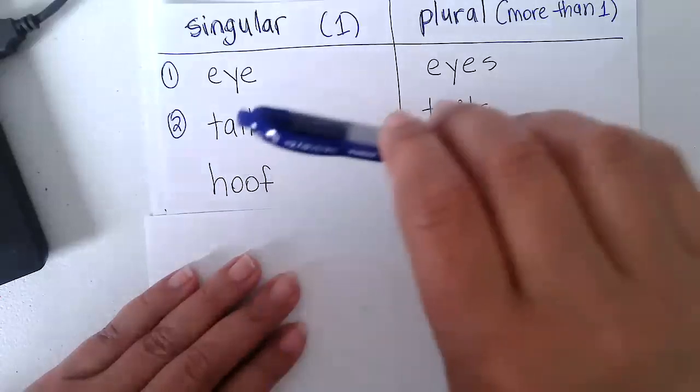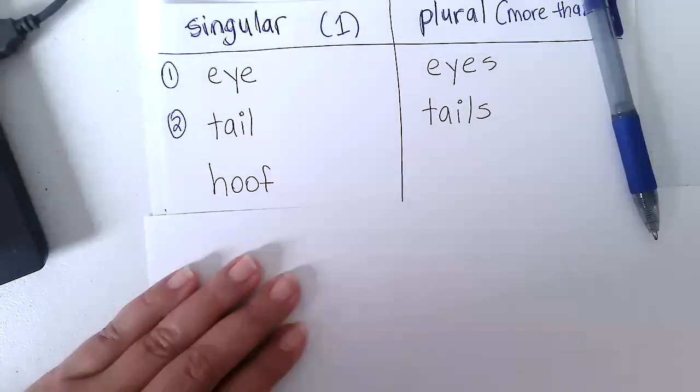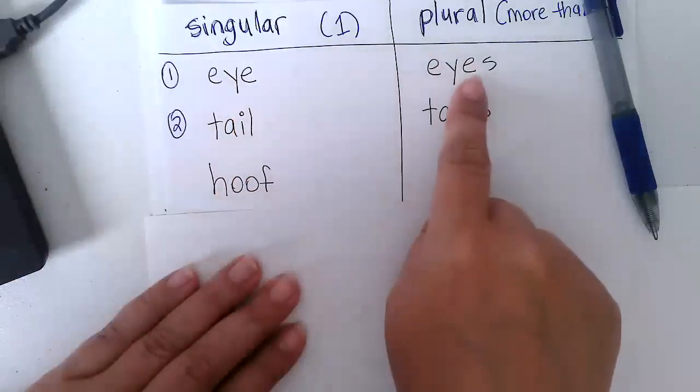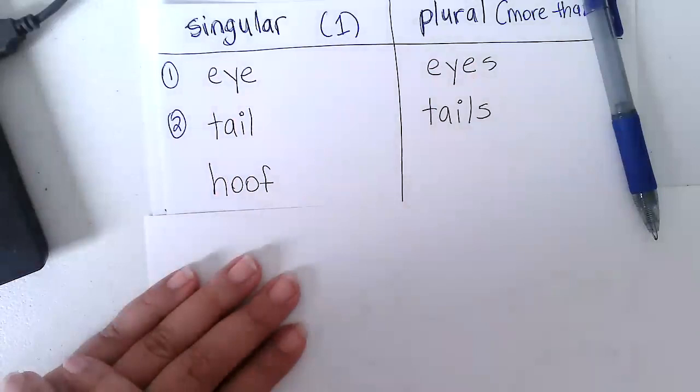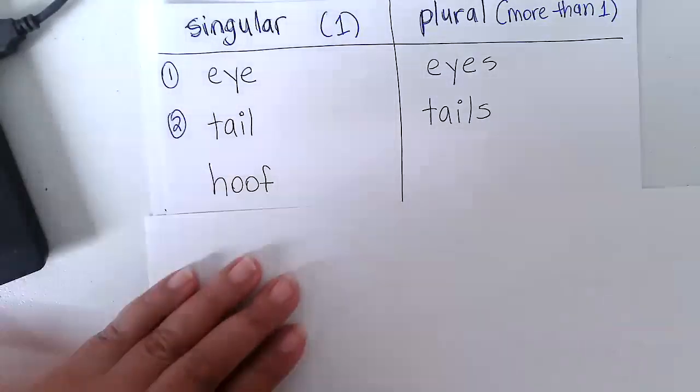I'm going to put a pause so you could write number 1 and 2. I do want you to write both words in each section. So I want you to write the singular and I want you to write the plural. Perfect. Okay, so now here we go.